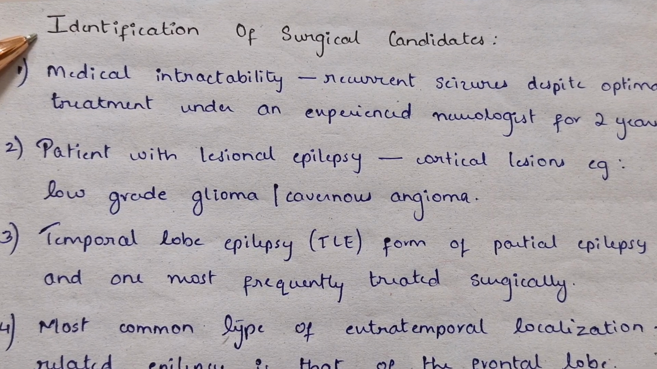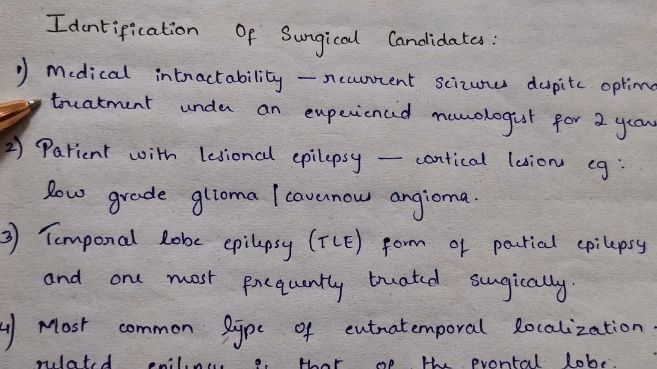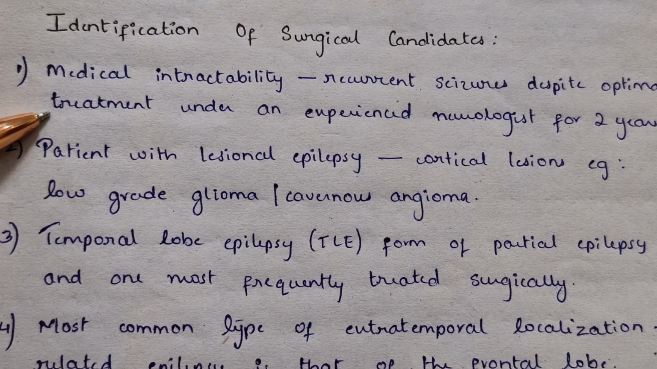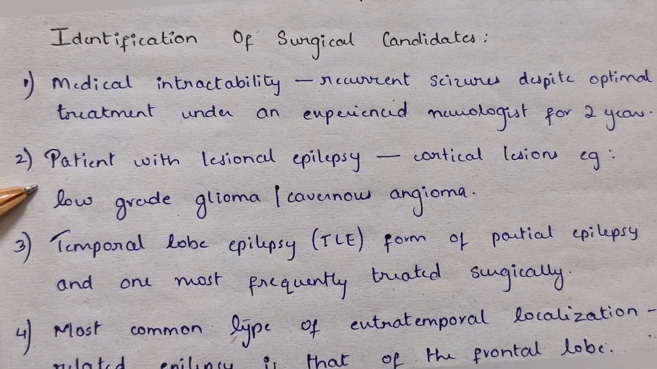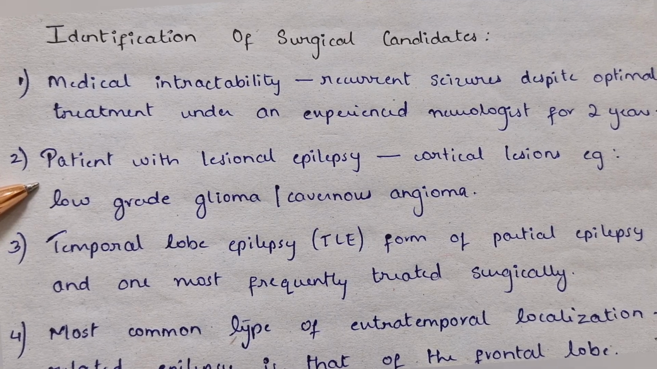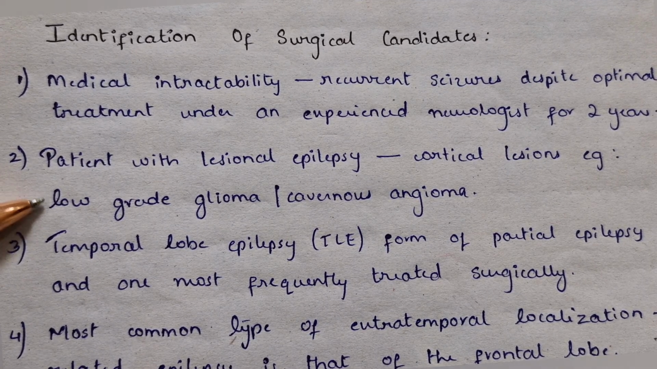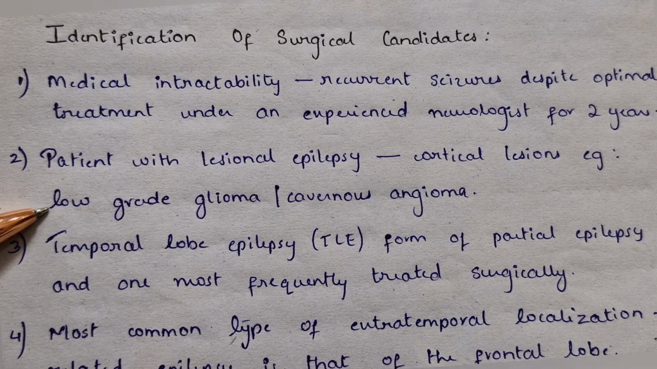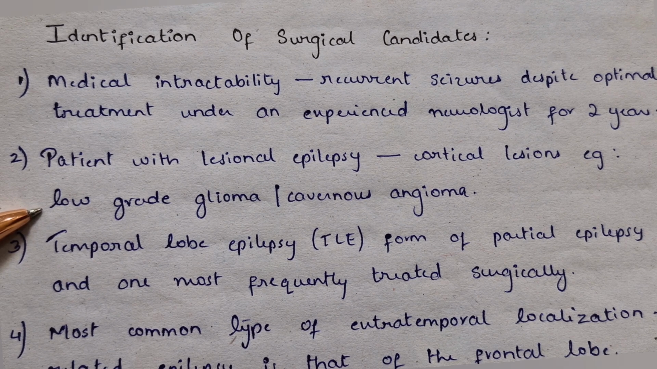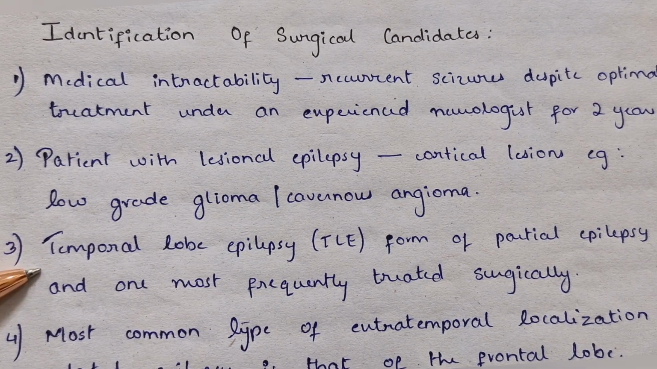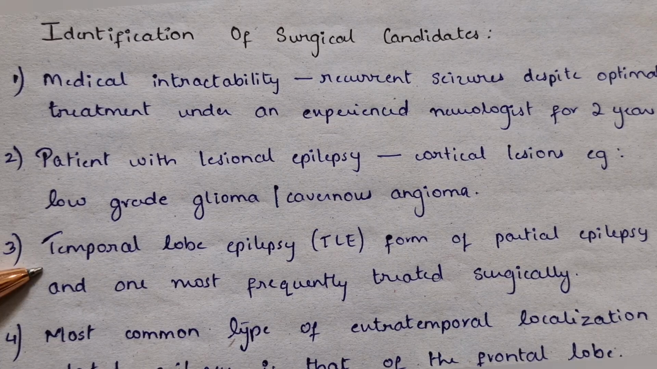Identification of surgical candidates. Medical intractability: recurrent seizures despite optimal treatment under an experienced neurologist for 2 years. Patient with lesional epilepsy, cortical lesions, for example, low-grade glioma or cavernous angiomas. Temporal lobe epilepsy, a form of partial epilepsy, is one of the most frequently treated surgically.